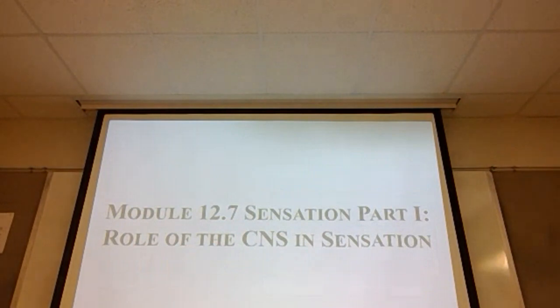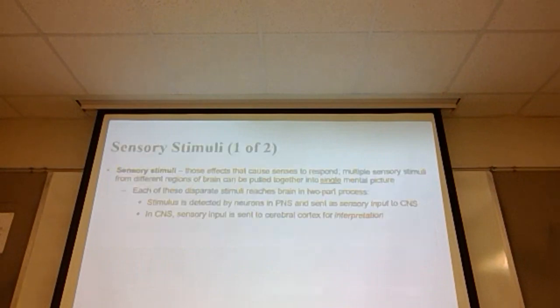All right. Sensation. The role of the central nervous system in sensation, or our sense of touch and feel. Sensory stimuli are those effects that cause senses to respond. Multiple sensory stimuli from different regions of the brain can be pulled together into a single mental picture. Each of these disparate stimuli reaches the brain in two processes. Number one, the stimulus gets detected by neurons of the peripheral nervous system and sent as sensory input to the central nervous system. And in the central nervous system, sensory input is sent to the cerebral cortex for interpretation.